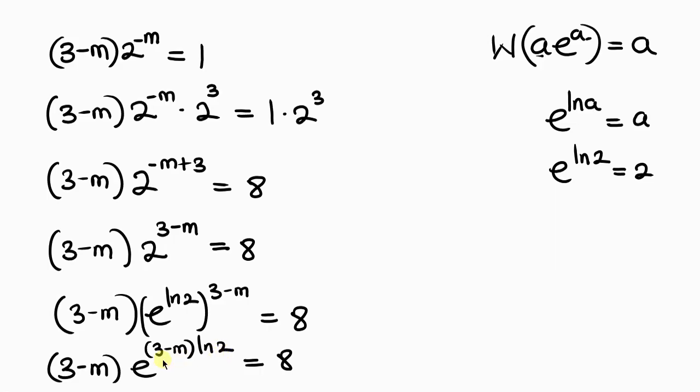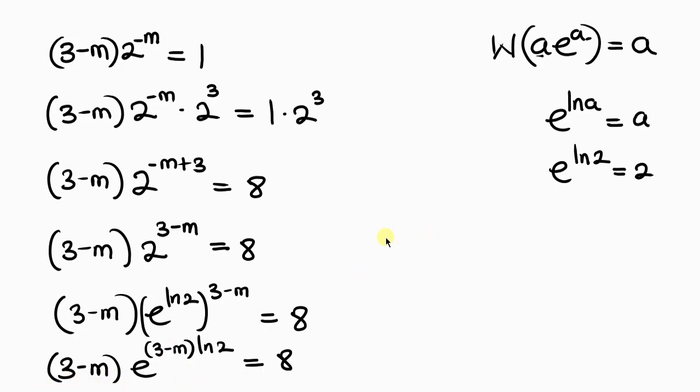The difference between this exponent and our term here is that our exponent is being multiplied by ln2. So in order to make it the same again, we have to multiply this term by ln2. And we do that to both sides.